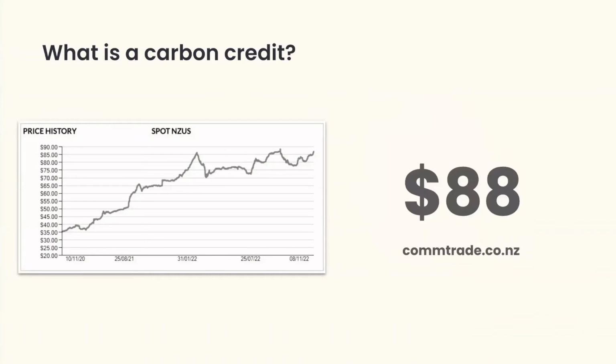Yeah, so currently the spot price for an NZU is selling for $88. You can go to comtrade.co.nz if you want to track the current spot prices. But carbon credits are definitely selling for a fair bit of money. On the left-hand side of the screen, you can see the graph of the spot price of NZUs over the last 2 years. So towards the end of 2020, the spot price for NZUs was around $40 per unit. And now it's 88. So we have seen a big increase, and it's forecasted to continue to go up.